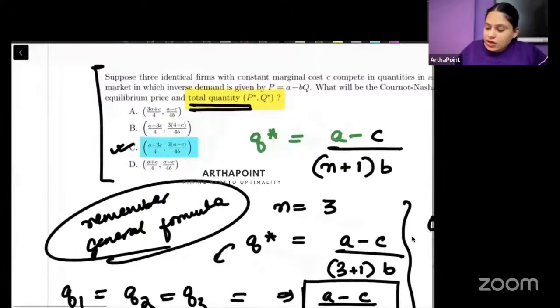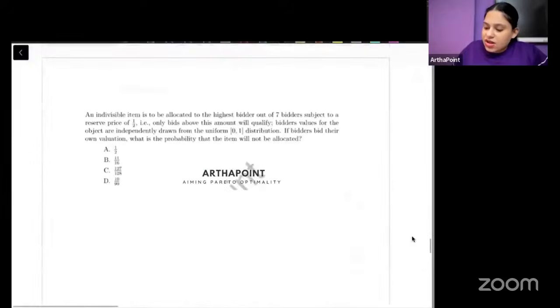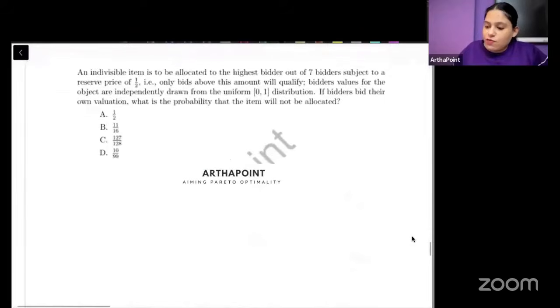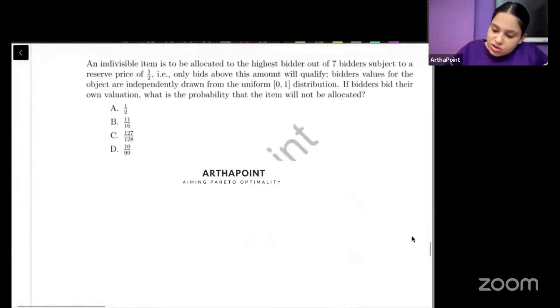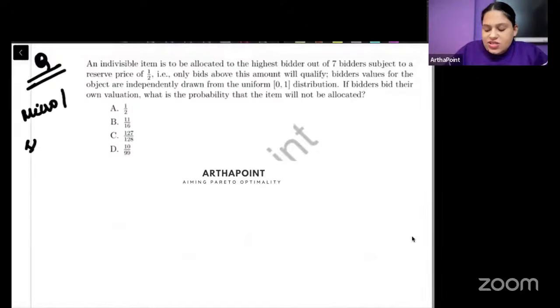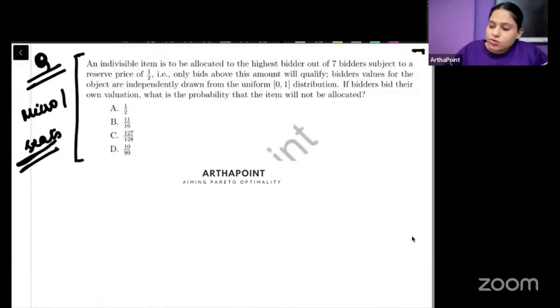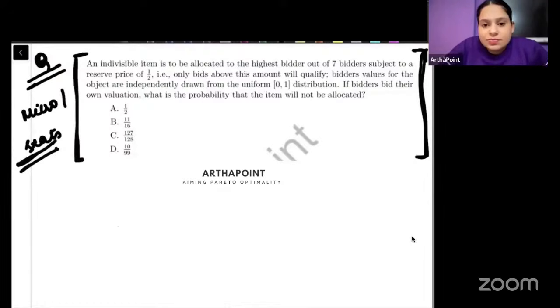Okay. Now I am giving you this last question for the day as homework. Give this question a try. You can consider this as a micro question or a stats question because it's on probability actually, but on auction theory. Try to do this question. Try to post your answers in the chat or in the group, and I will check it. You can make a note of this question.